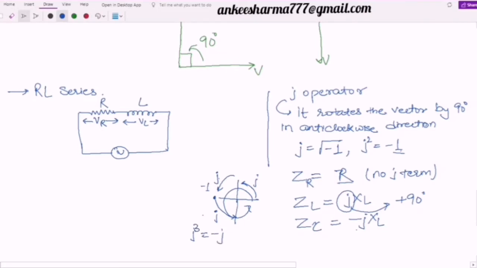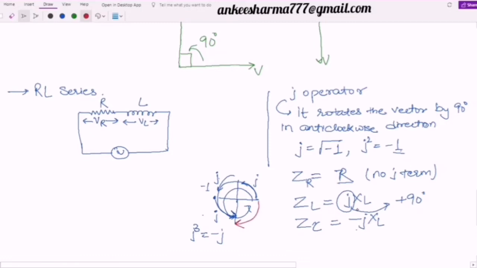So it means I am starting from here and I am reaching this point, or in the other case I can say if I move in the opposite direction, this is my angle, which is in the clockwise direction. In the clockwise direction, if I have to say something is lagging, then I will say it in the clockwise direction.